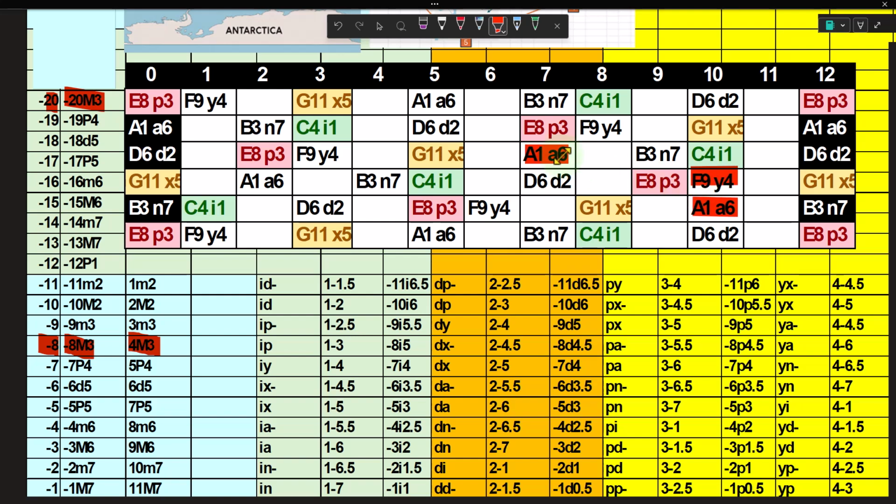Negative 20 would be like 5, 10, 15, 16, 17, 18, 19, 20. So now this one, if I go back, these are all what we can call major third distances, but I want to be able to distinguish them.